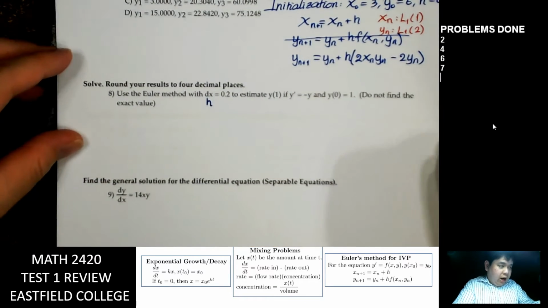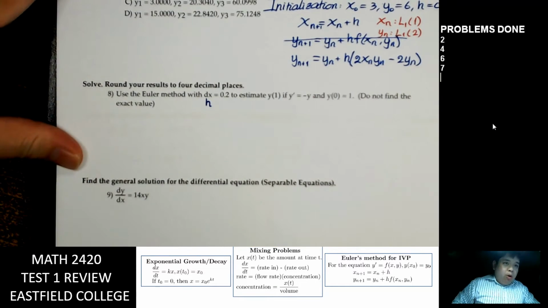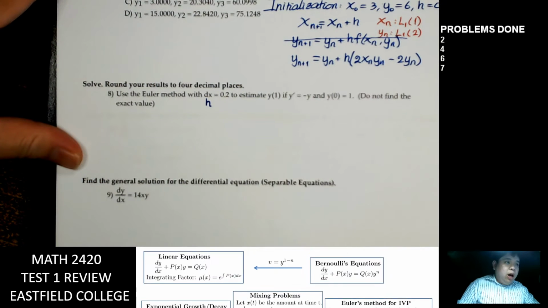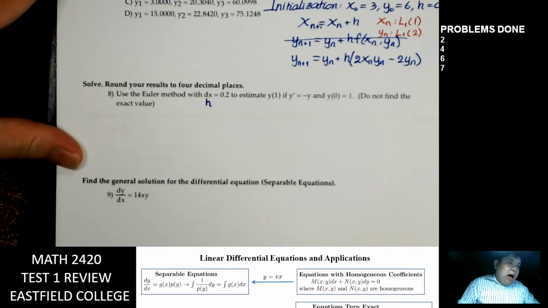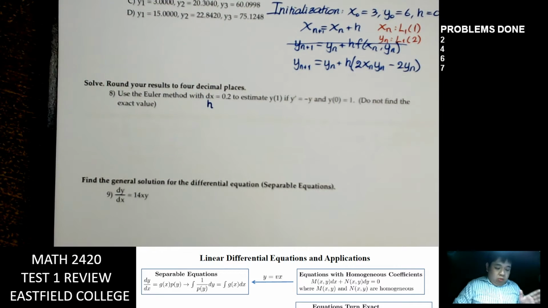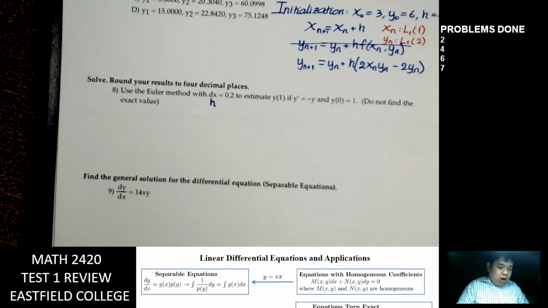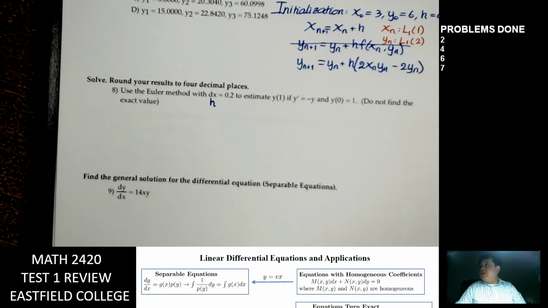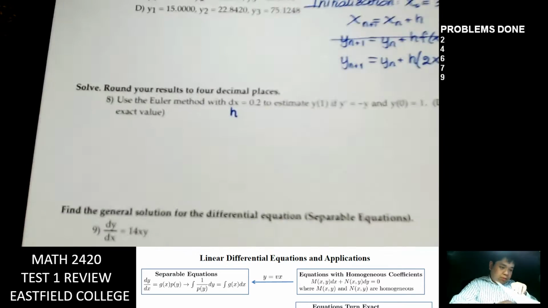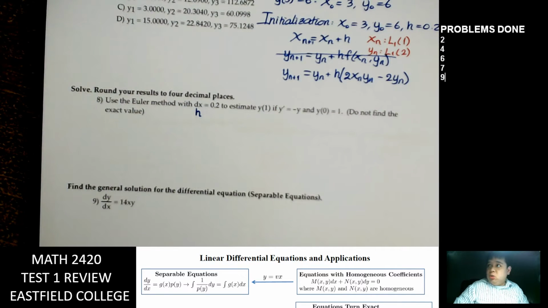Right. Next is the separable equation. For a separable equation, we just need to have x and dx on one side, y and dy on the other side, and integrate. So let's look at number 9. Actually, 9 is too easy. Let's go to 10.